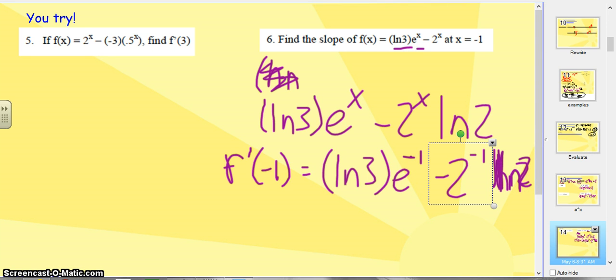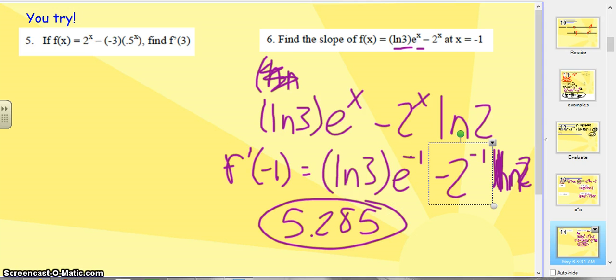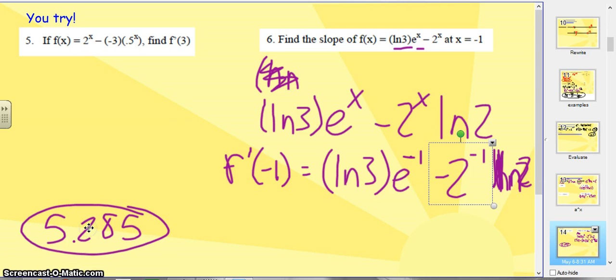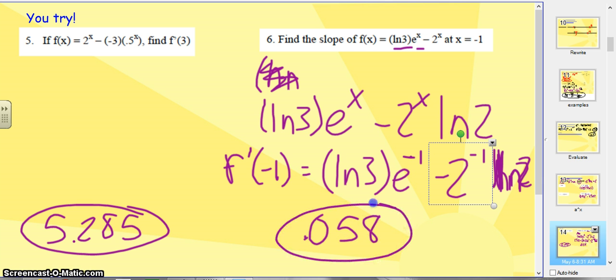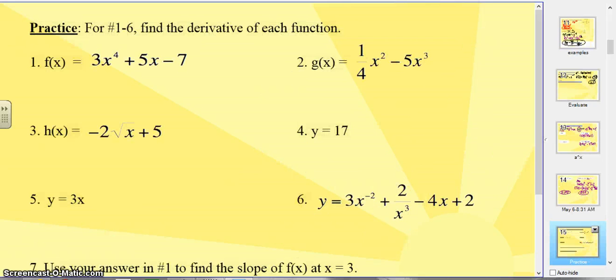Okay, so if you left your answer like that, that would be the answer. And if we plug it in, we're going to go 3 decimal places. 5.285. That should be, nope, that's the answer, actually, to that one. The answer to this one should be 0.058. And that's rounded to 3 decimal places. So I gave you the answer to number 5. Try it out. And that's it.